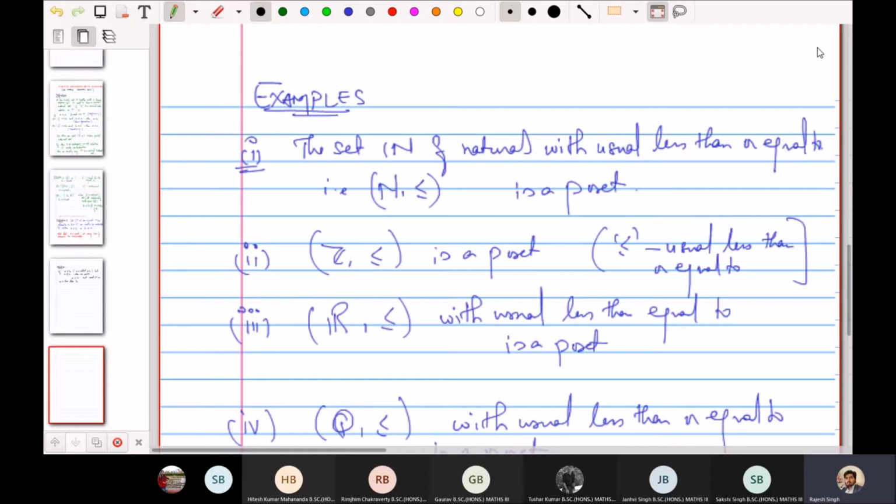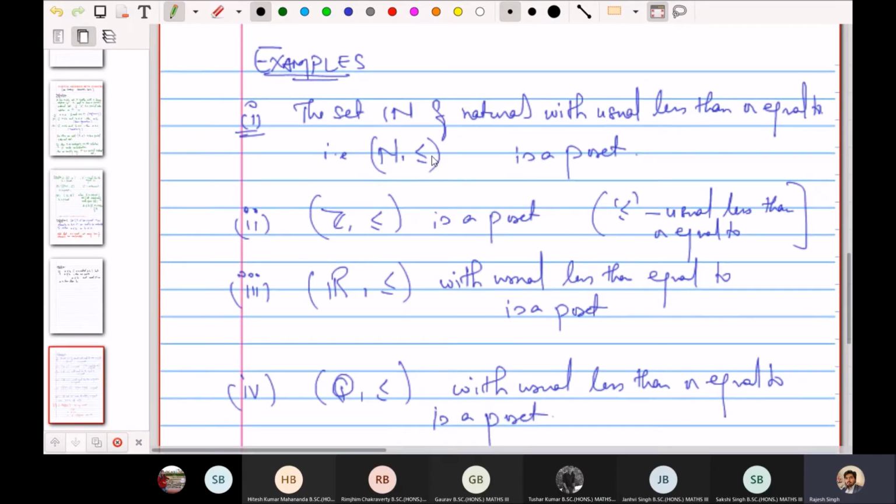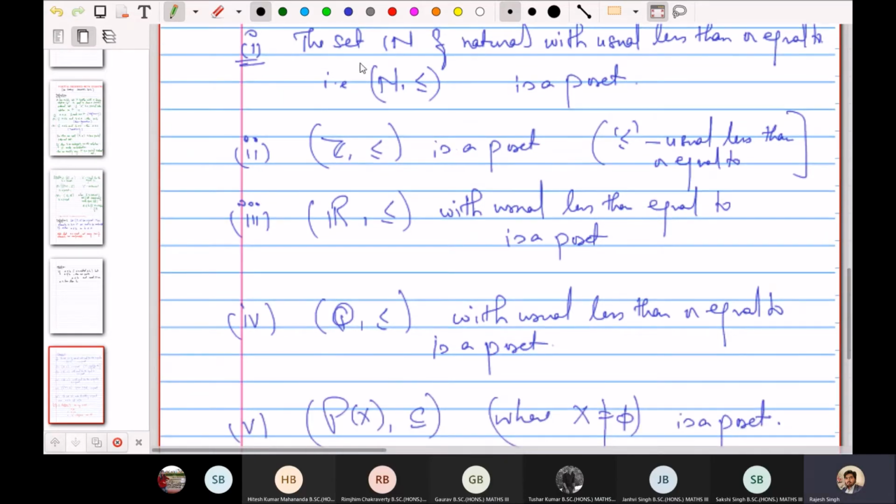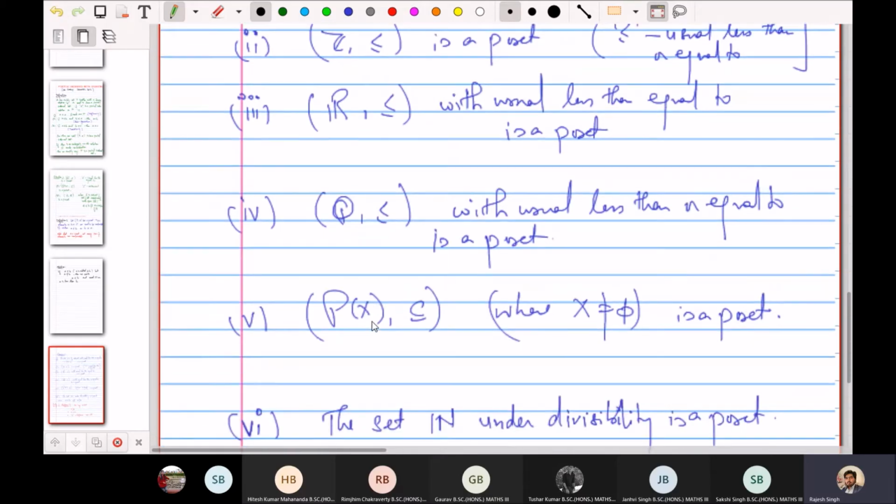Okay, so this is one such example. We have already seen that if we have the usual less than or equal to, then it forms a poset with any set of numbers. You can take any naturals or integers or any subset of R. We have already seen that they all form a partially ordered set: the set of naturals with usual less than or equal to, the set of integers, the set of reals, the set of rationals. In fact, we can have any subset of real numbers.